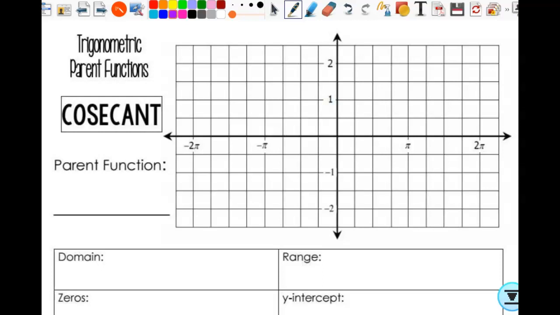Right, so today we are graphing the reciprocal functions. So we're going to start with cosecant. Make sure you're where it says cosecant on your notes, since the three parts kind of look the same.